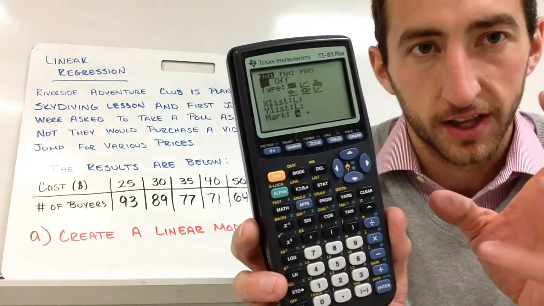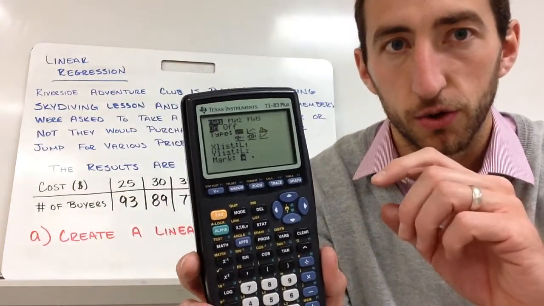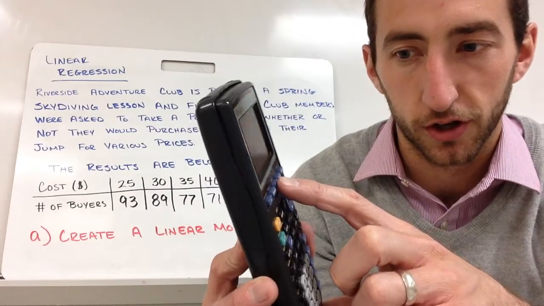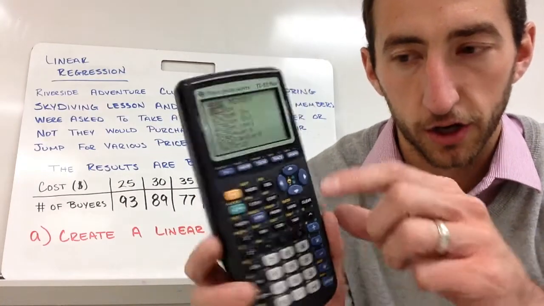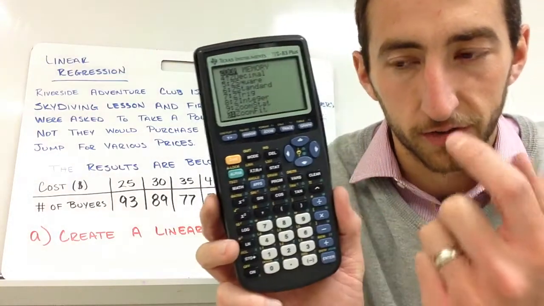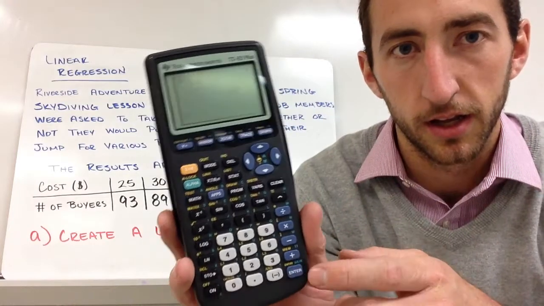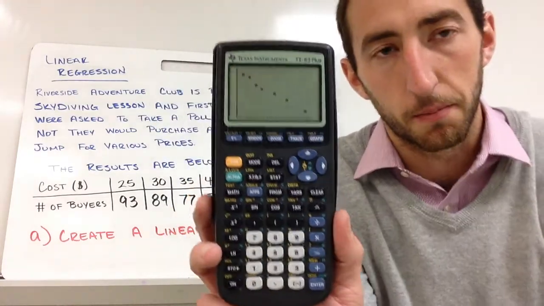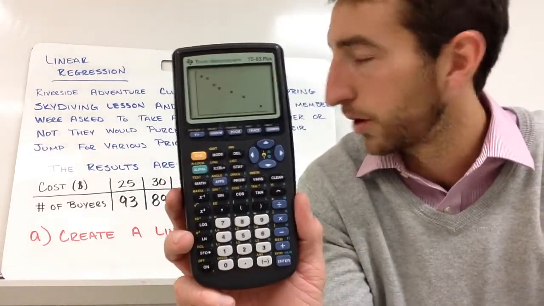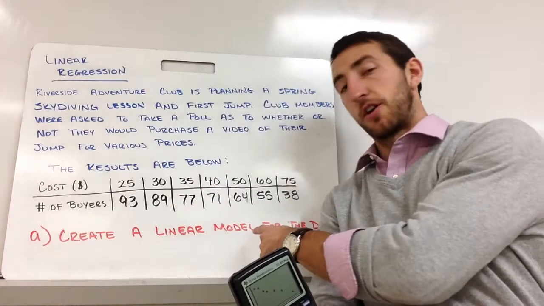Okay, so now that you've got that graph and put all the information in, now what we're going to do is plot the points. So you're going to go to zoom, and go down to number 9, which is zoom stat. We entered in stuff into stat, so that means we want to zoom stat. So number 9, hit enter, and if you notice, my scatter plot looks pretty much linear. So that means that we can create a linear model for this.